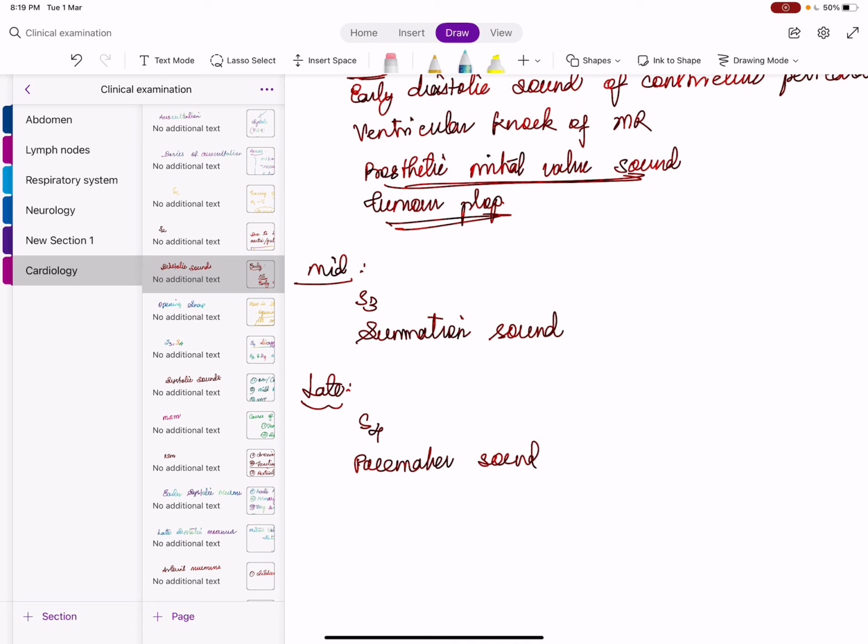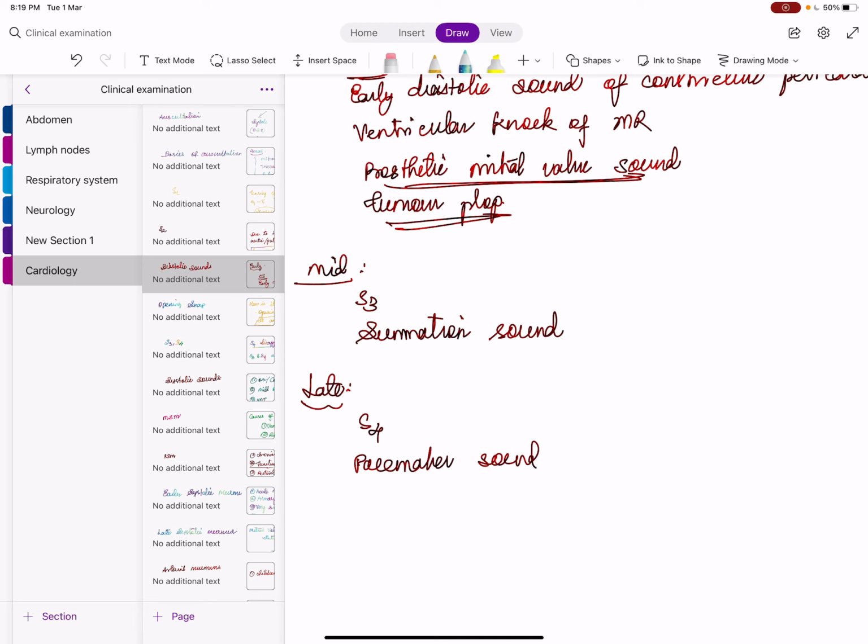Just one question. How to differentiate ASD, VSD, PDA by S2? I have written it in gold. In ASD and VSD, S2 is loud. Okay, loud, but I am asking about the split. You are right. P2 will be loud in both VSD and ASD due to increased flow. But how to differentiate VSD and ASD? In ASD, there will be a wide fixed split.